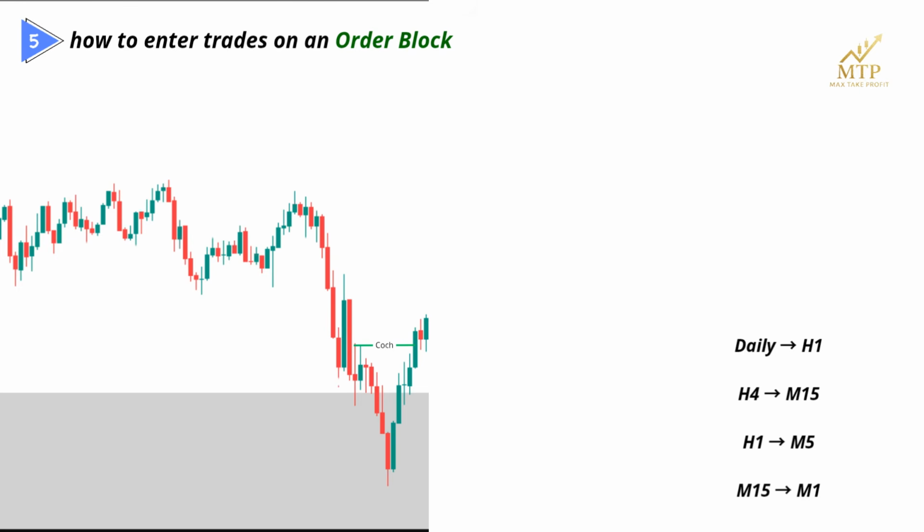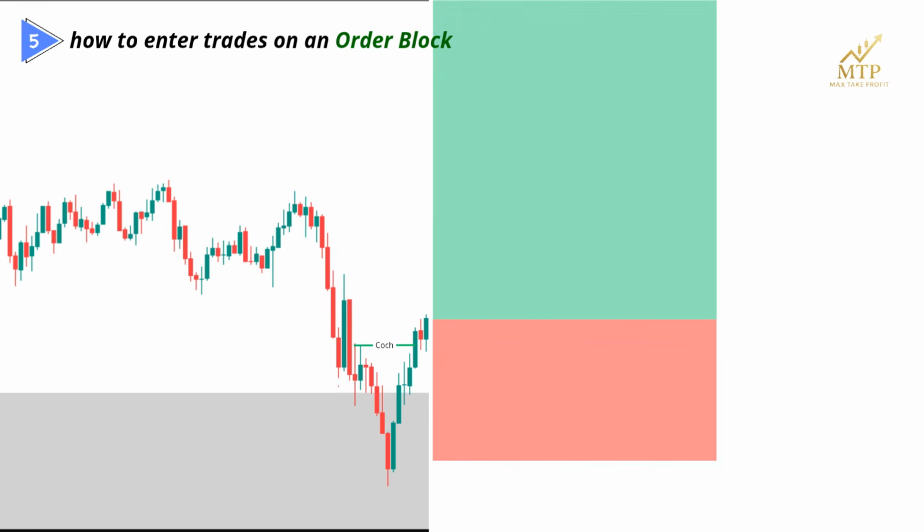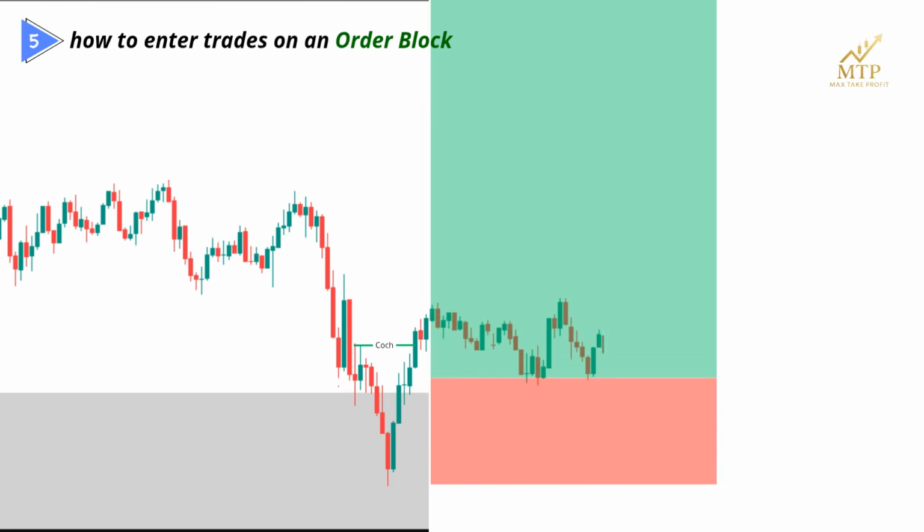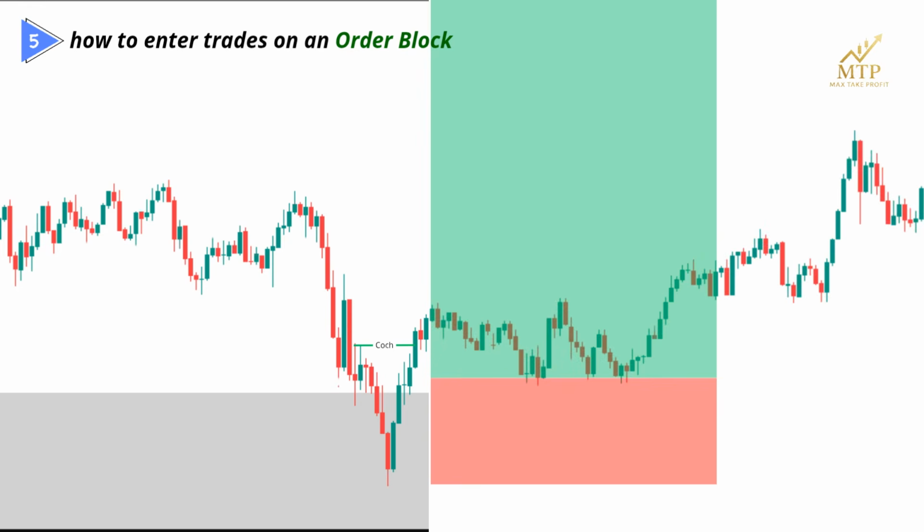Entry methods after the COCH forms. Once the COCH is confirmed, you have two options. 1. Enter immediately at market after the COCH forms. 2. Place a limit order on the last opposite candle that created the COCH, hoping price will return to trigger the entry. In both cases, the entry happens only after the COCH, inside the order block zone, and on a lower time frame.